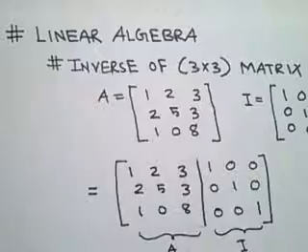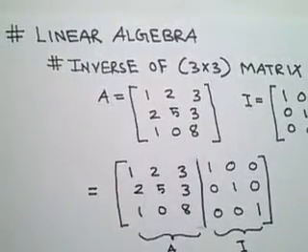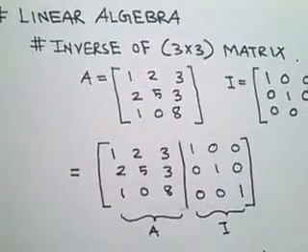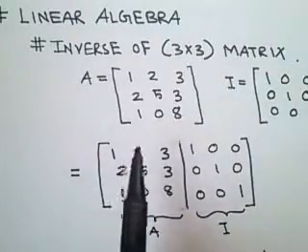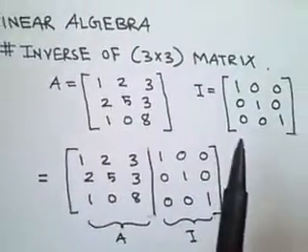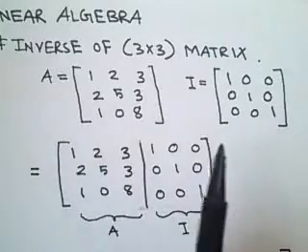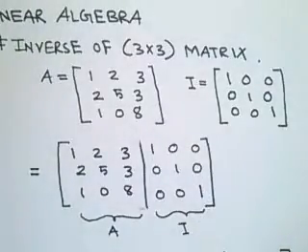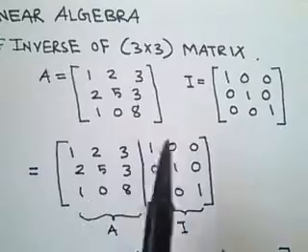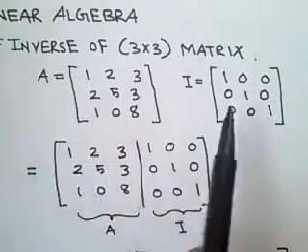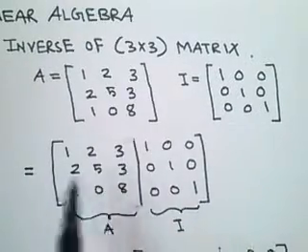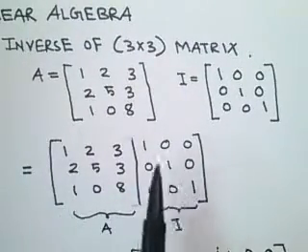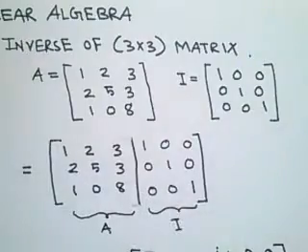In my previous tutorial I just showed you the guideline, and now as you can see we have a matrix A, and we have the identity matrix I for a 3 by 3 matrix. Now we combine both A and I, and as you can see, I have written it in this form: this is A and this is the identity matrix I.